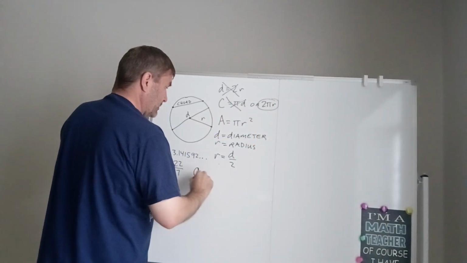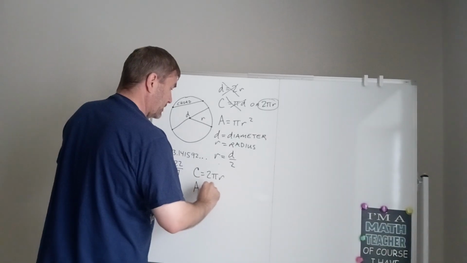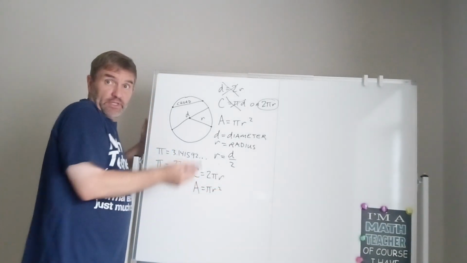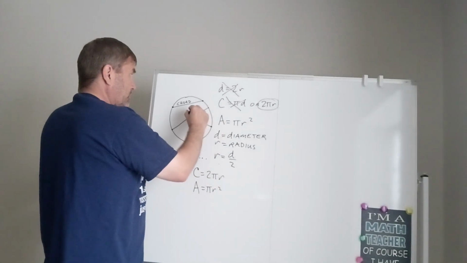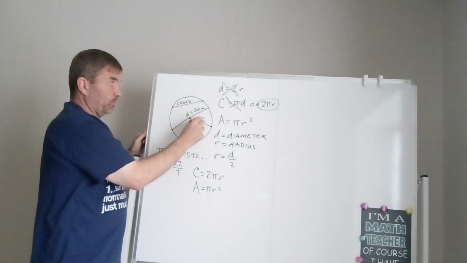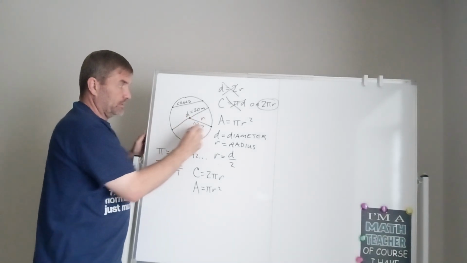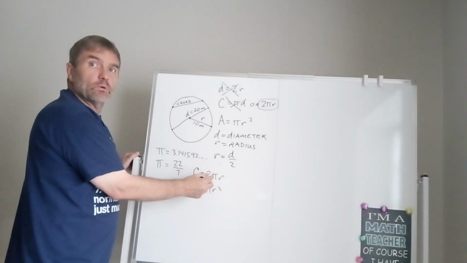Okay, so my formulas are C equals 2 pi r and area equals pi r squared. So if they give me the diameter, what I do is I divide it by 2. Okay, so let's do an example. Let's say this is 20 meters. Okay, then your radius is going to be what? 10 meters. And then all you have to do is plug that into your equation.